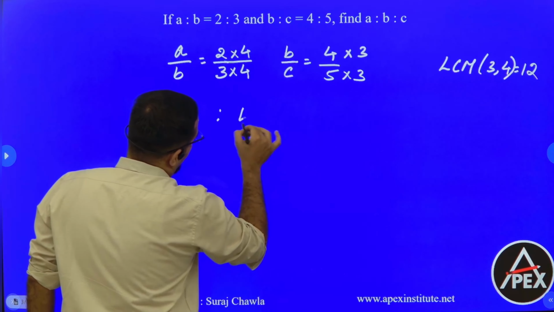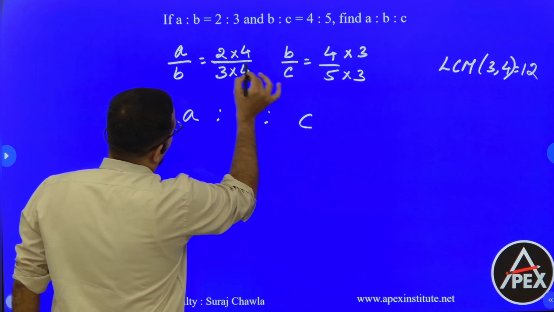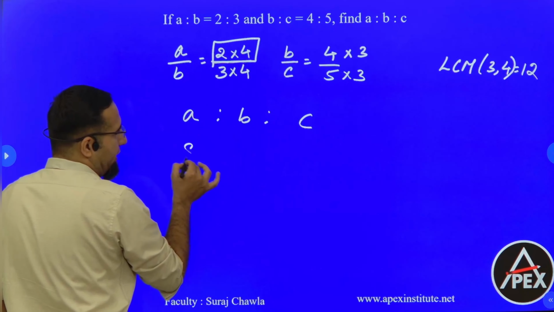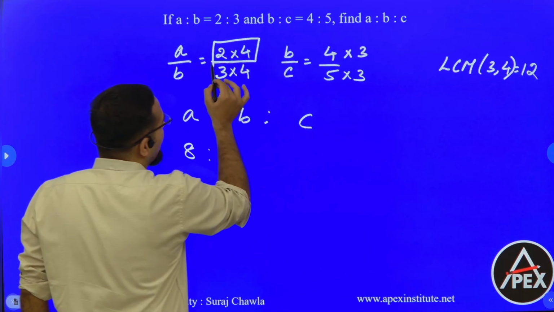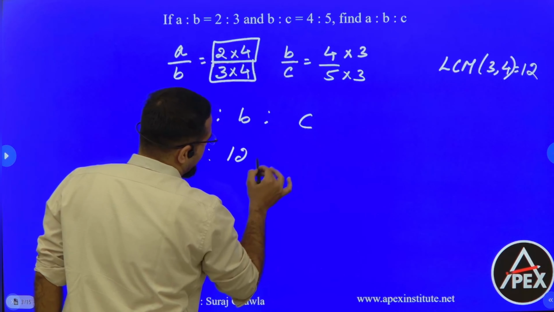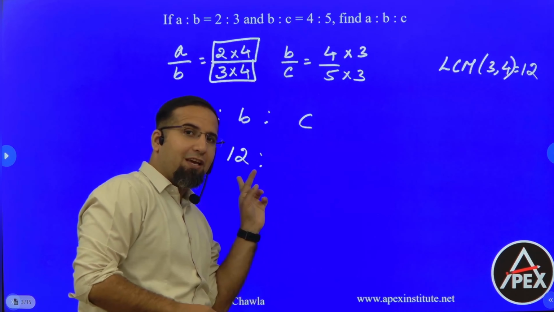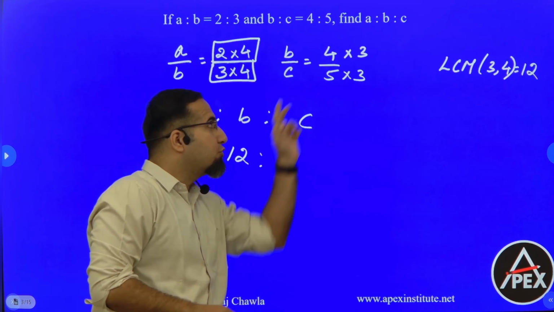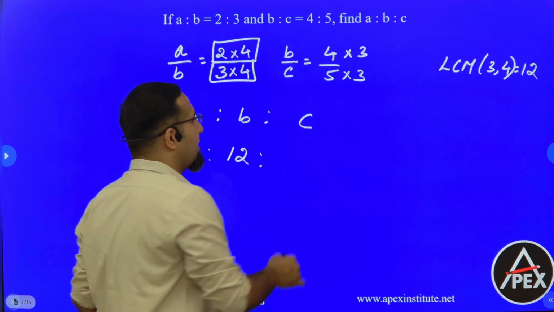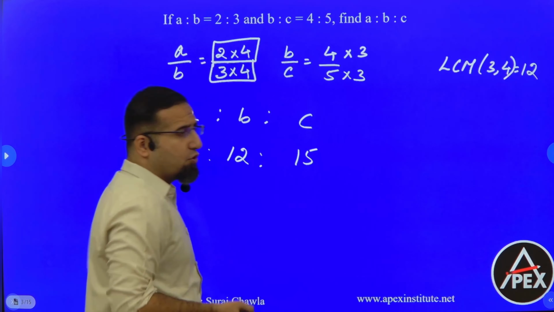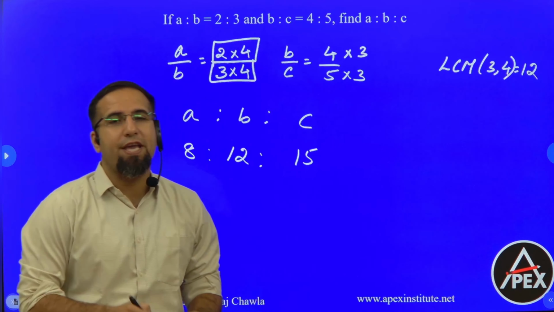Let us write this in a common format. So for every 8 parts of A, okay, how much is B? B becomes 12 parts. Similarly, for every 12 parts of B, that is already here, okay. So for every 12 parts of B, C is how much? C is 15 parts. So this becomes the combined form of A is to B is to C.